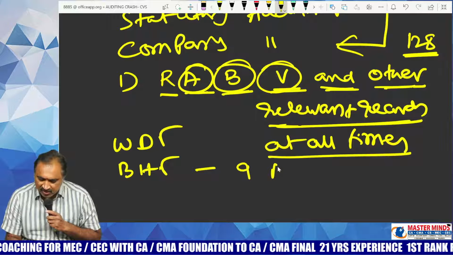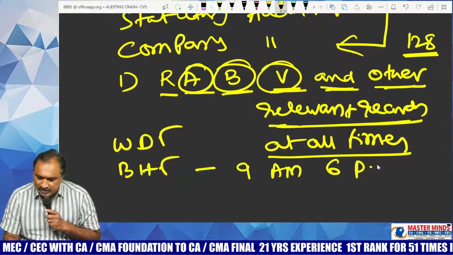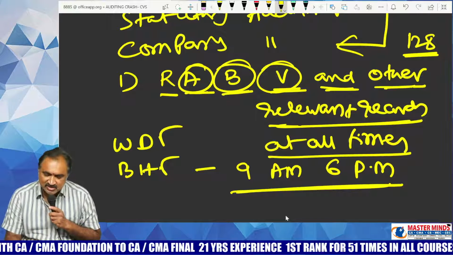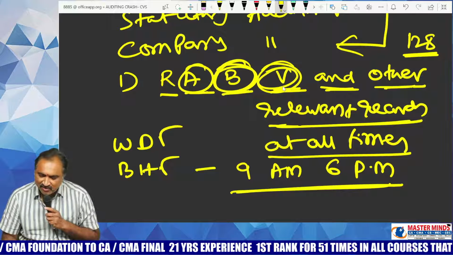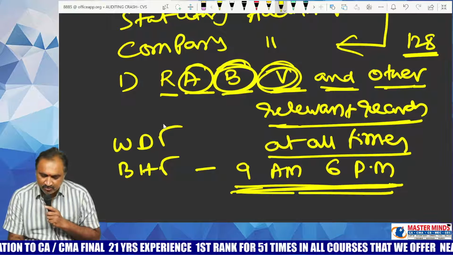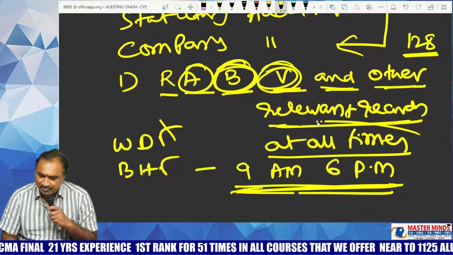Let us assume that the business hours of the company are from 9 a.m. to 6 p.m. So in between 9 a.m. to 6 p.m. you can have access to books, vouchers, and other relevant records at any time during the period of 9 a.m. to 6 p.m. That too only on working days. That is the meaning of the term at all times.